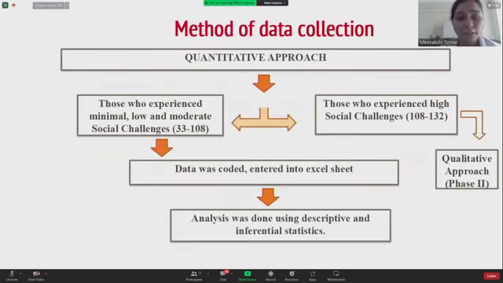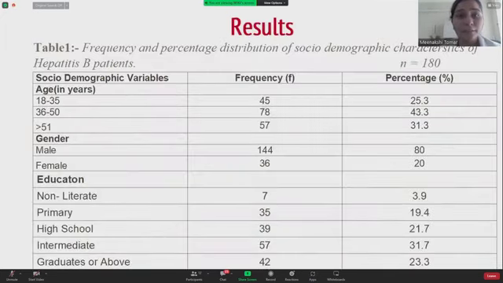Method of data collection. After the quantitative approach, those who experienced minimal, low and moderate social challenges and scored 33 to 108 were not taken further; data were collected from those patients, entered into the Excel sheet, and analysis was done. The patients who experienced high social challenges and scored between 108 and 132 were included for the qualitative approach. The results have been organized as per the baseline characteristics and the objectives of the study.